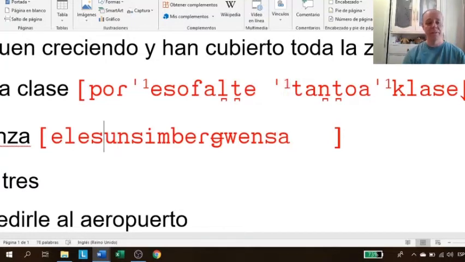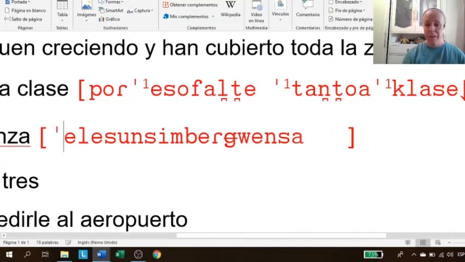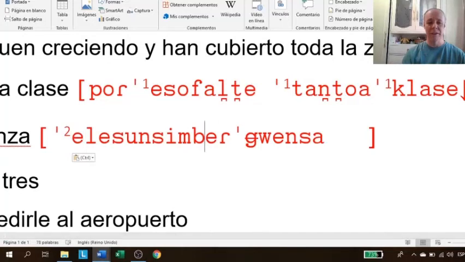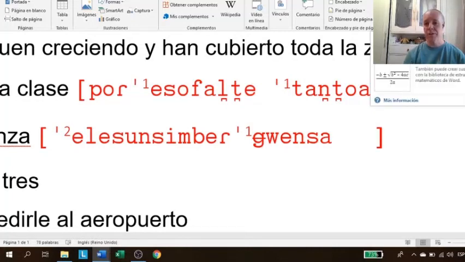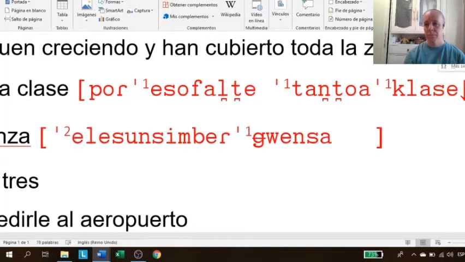And the last example, él es un sinvergüenza. I will emphasize él to distinguish él from others, and sinvergüenza, vergüenza, another one. So the tone marks would be, I would say 2 for this one and 1 for this one. Él es un sinvergüenza, right? Finally, I need to mark juncture. Here, like this. Él es un sinvergüenza.